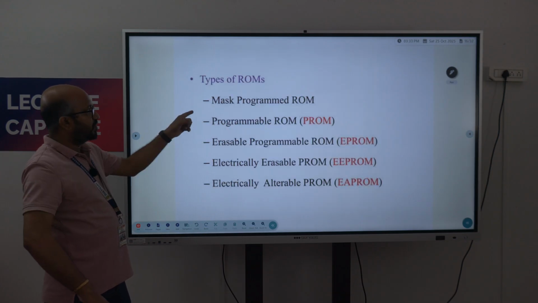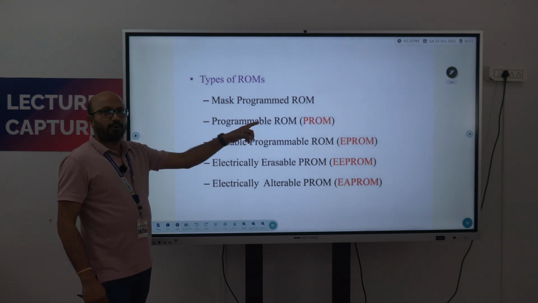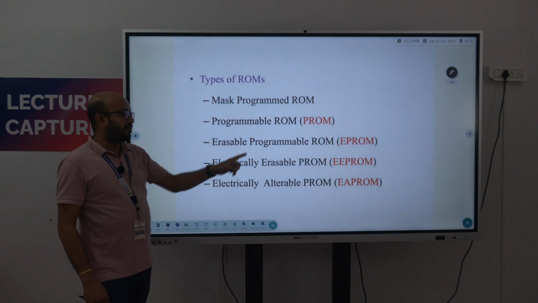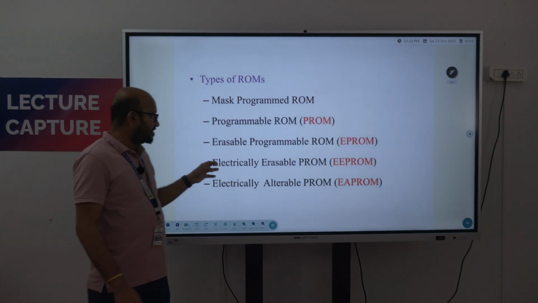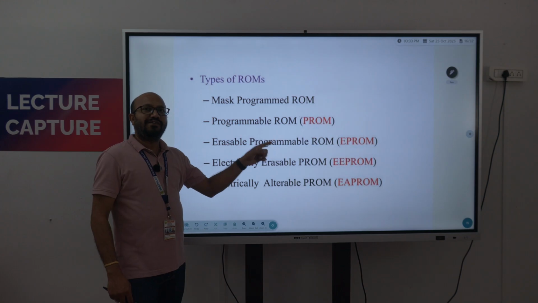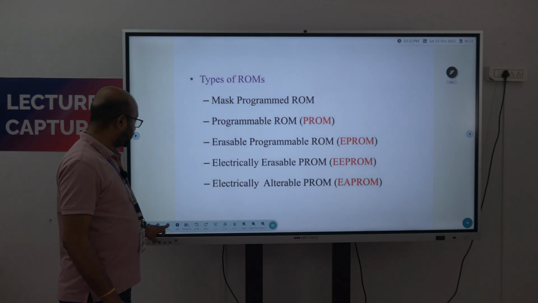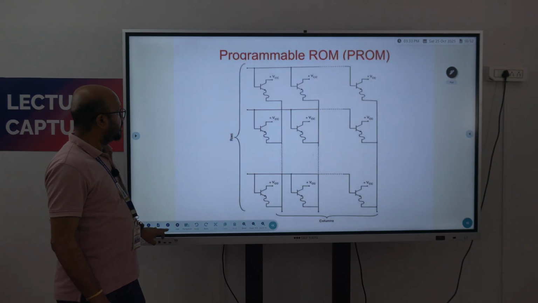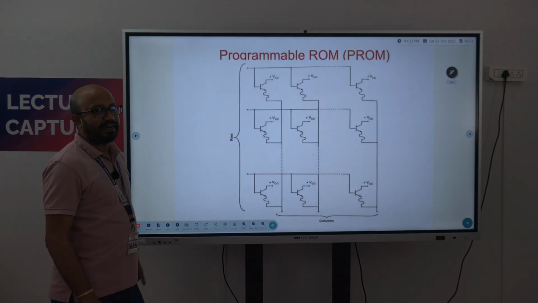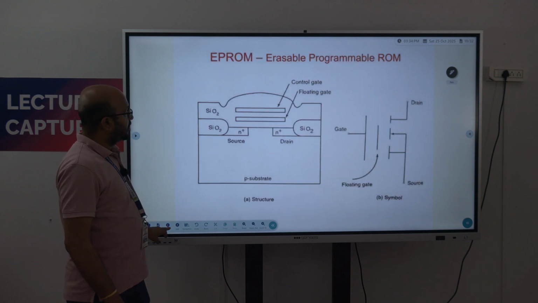Types of ROMs. These are the different types of ROMs: masked programmable read only memory, programmable ROM, erasable programmable read only memory, electrically erasable programmable read only memory, electrically alterable programmable read only memory. We also have the UV EPROM, ultraviolet erasable programmable read only memory. So this is the expansion for all of them. This is how the programmable ROM will look like. By using bipolar cells we give the functions.